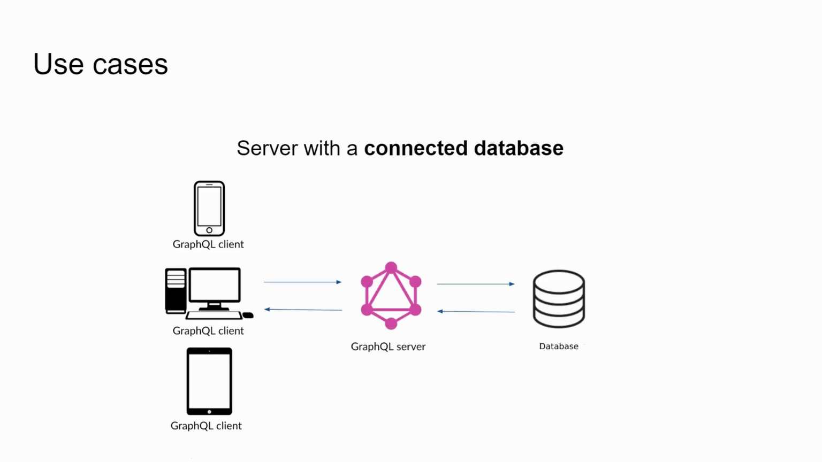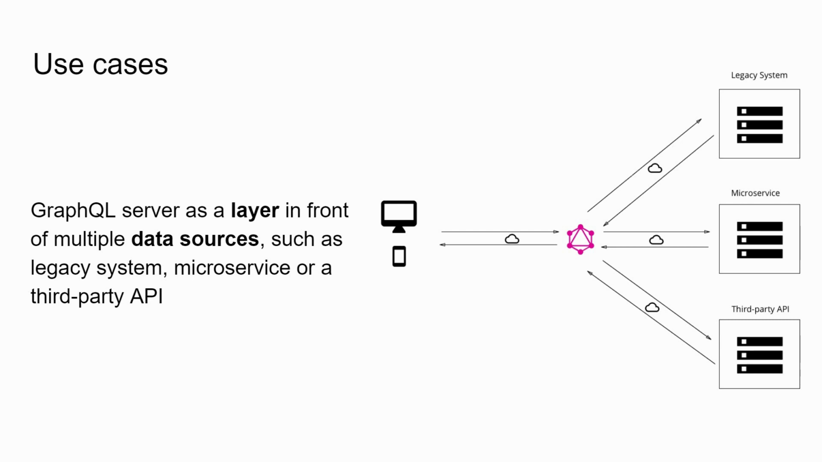After understanding the main concept of GraphQL, let's take a look at its use cases. First one is a simple GraphQL with a connected database. The second one is more complex, when GraphQL is used for connecting different systems into one, such as microservices, legacy system, or third-party APIs. By integrating multiple systems behind its API, GraphQL unifies them and hides their complexity.